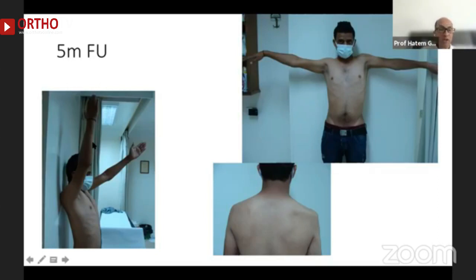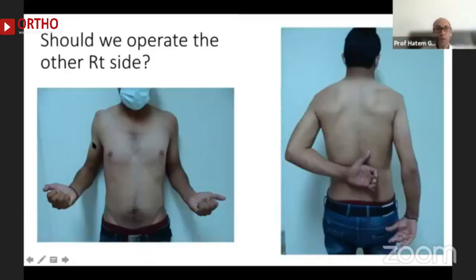So common sense is I expected the patient will say, I'm happy, I don't want to have it done. There's not much difference. This was my impression, but actually the patient came for the second surgery of the other side. And I told him, why do you want the operation? There's not much difference. But he was also upset about the contour of the shoulder, but the major difference was the internal rotation.